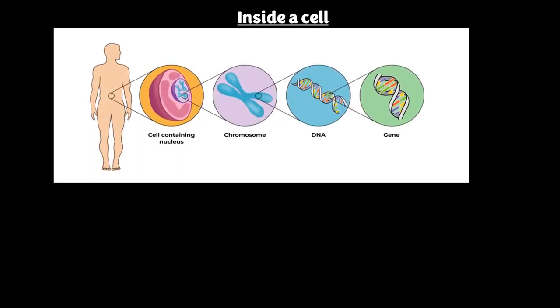We start by taking a look inside a cell. So we zoom in from the cell, we go into the nucleus. In the nucleus, you have the chromosomes. In the chromosomes, you have the DNA, and in the DNA, you have the gene.